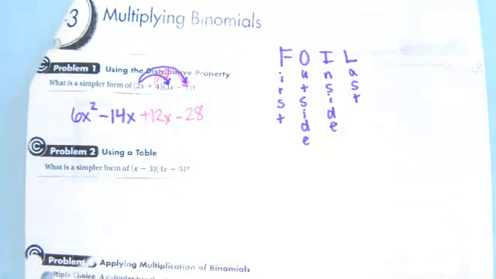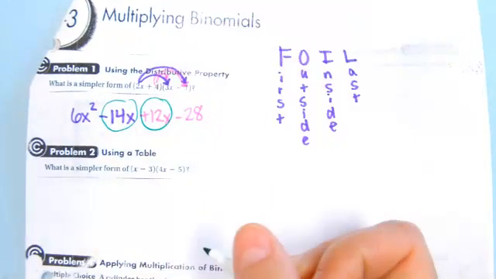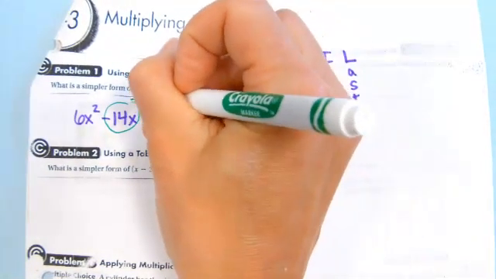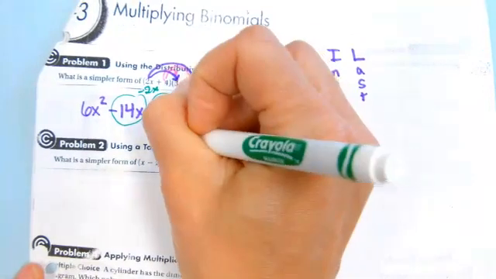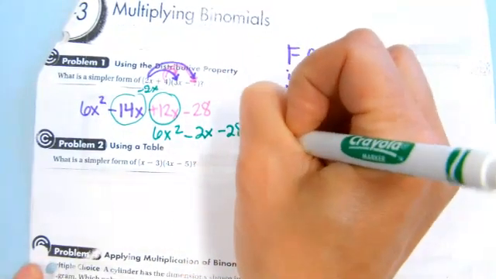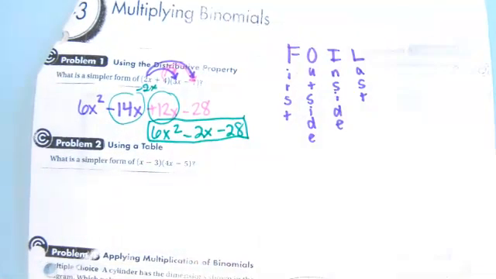Then you look at it and ask, can I add any like terms? What can go together? Negative 14x and positive 12x are going to go together, giving us negative 2x. So our final answer is 6x squared minus 2x minus 28, giving us what kind of nomial? Trinomial. That's right. This is the way I learned when I was in school.